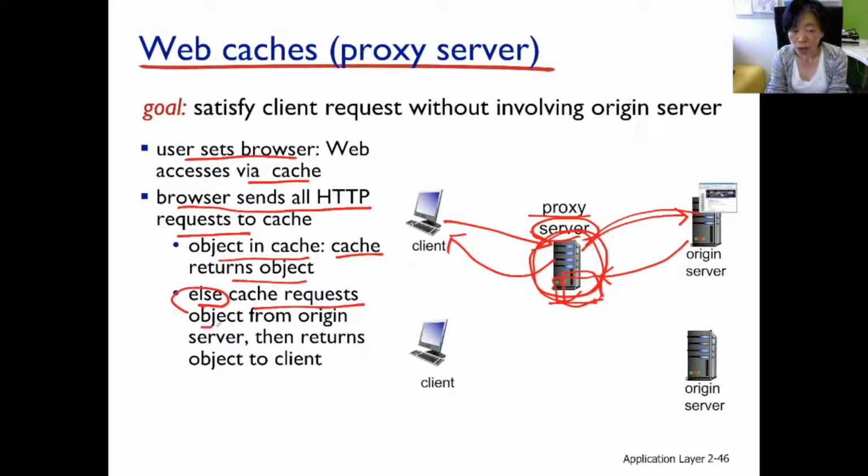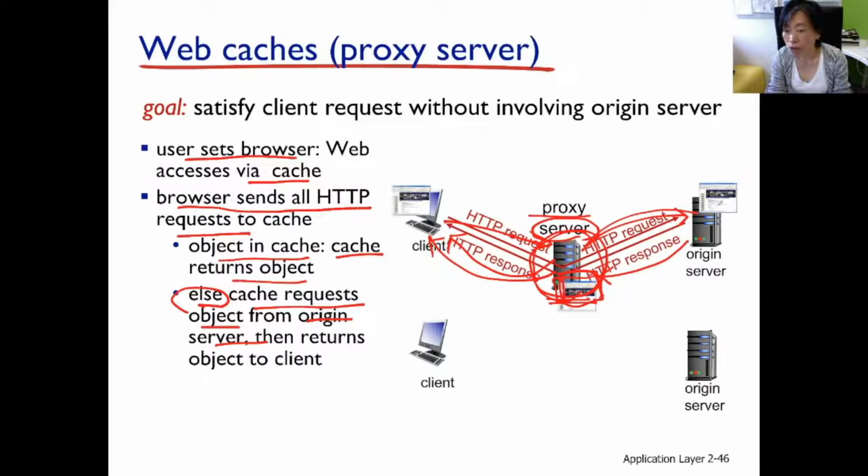Web cache there, request object from the original server like a client. And after the object is downloaded here, the proxy server then sends the object back to the requester. So let me illustrate. If the object is not here, request goes to the original server, response comes back, store a copy, and then forward it back to the client.